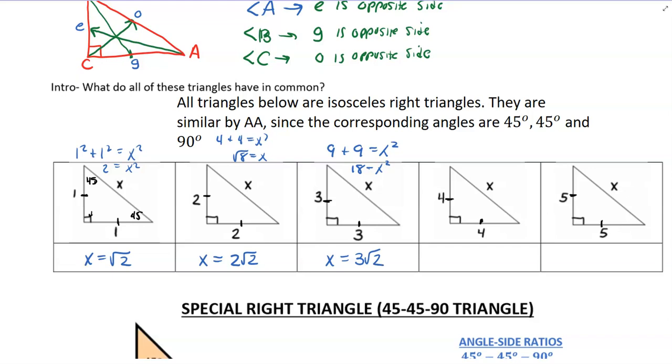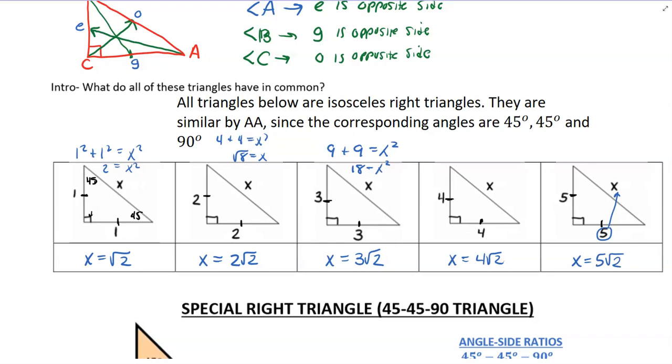So take notice of what you're seeing here. In the next problem, if you didn't notice it, you would have gotten the square root of 32, I believe. And when you simplify that one, you get 4 root 2. And I'm hoping by this point you'll notice that whatever the leg is of an isosceles right triangle, its hypotenuse is just going to be that number times the square root of 2.